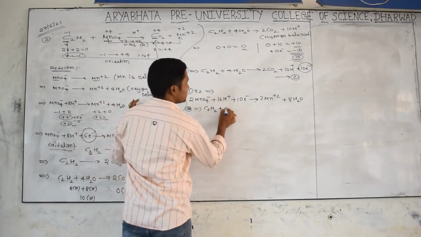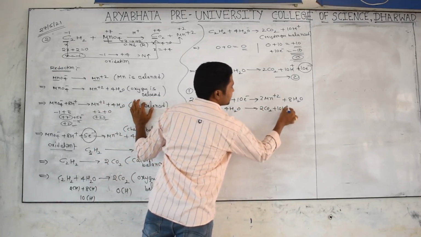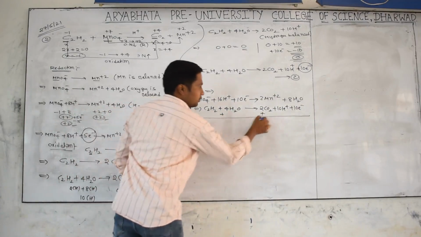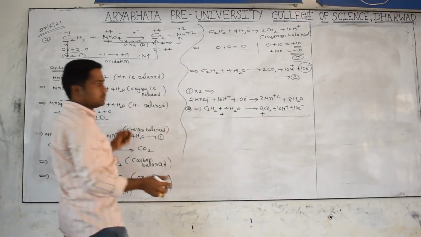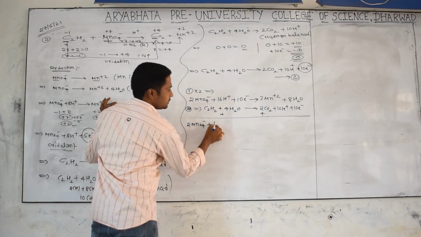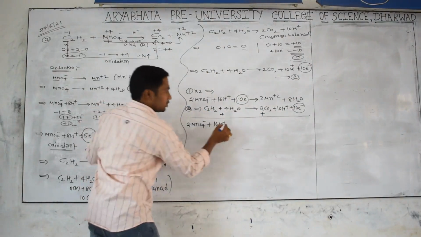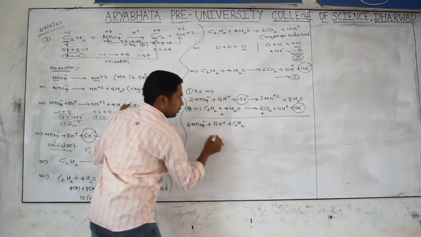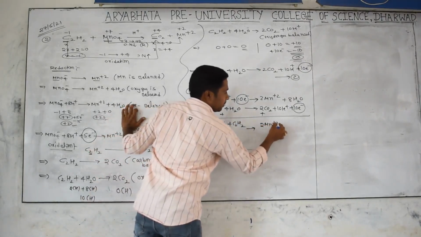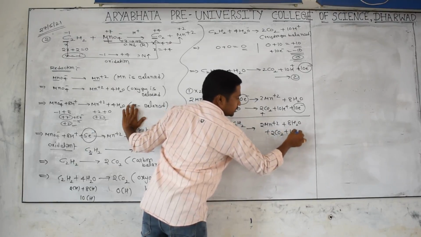Write down here C2H2 plus 4H2O gives rise to 2 CO2 plus 10H plus 10 electrons. Add them, because we separated them and now we are clubbing them again. We get the whole redox reaction: 2MnO4 minus plus 16H plus, and 10 electrons on the left and 10 electrons on the right cancel. After that, we get C2H2 plus 4H2O gives rise to 2Mn plus 2 plus 8H2O plus 2CO2 plus 10H plus.